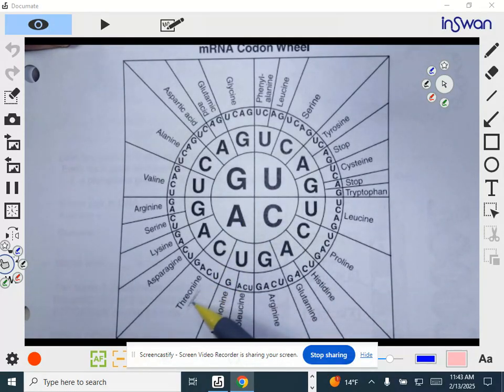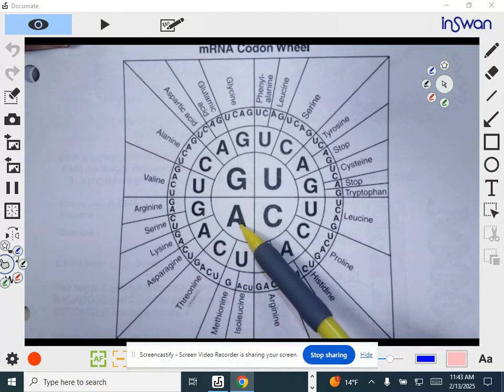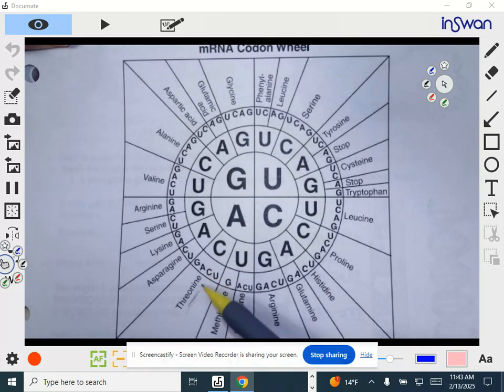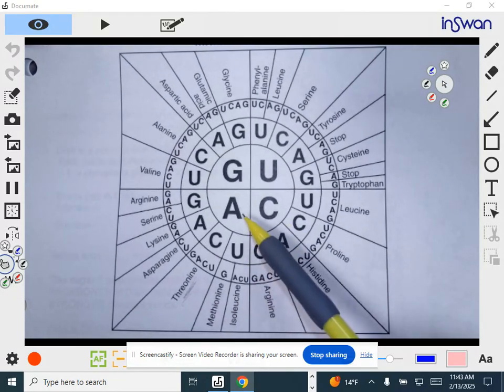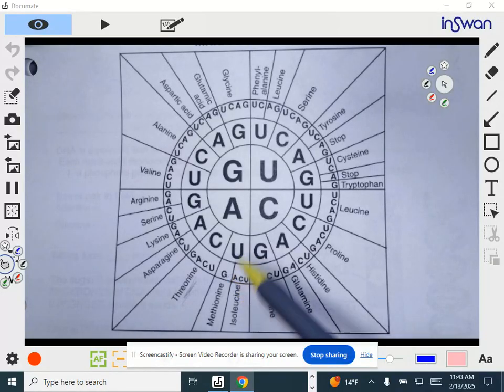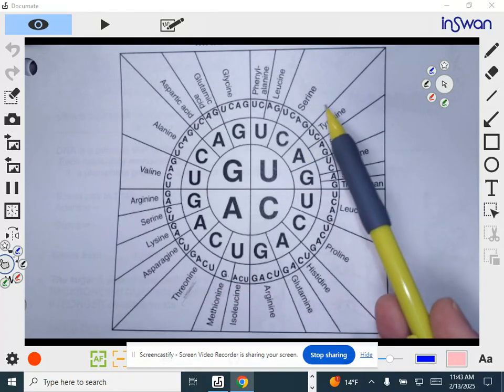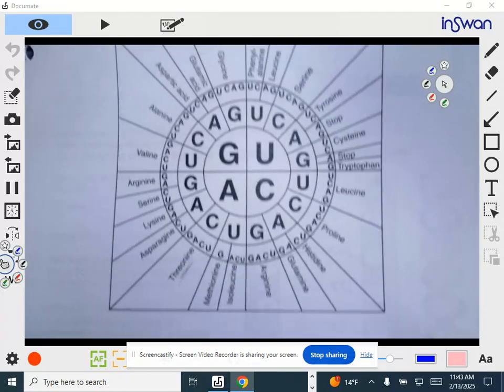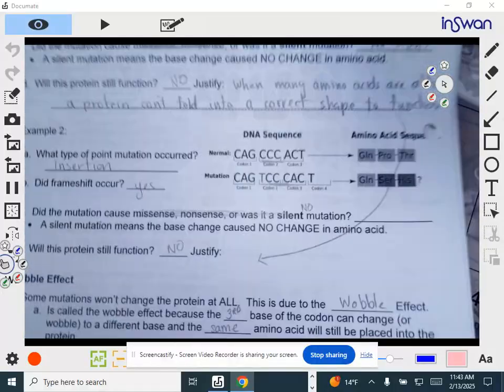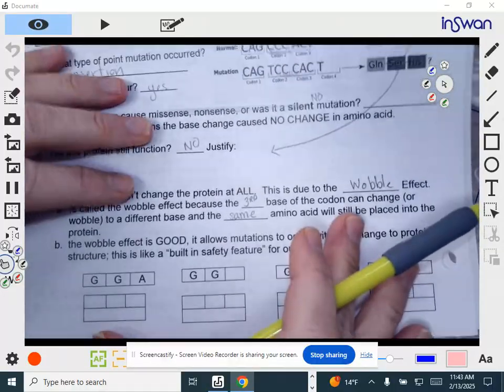If it says ACC, you're still going to get threonine. If the DNA's changed and the codon still says ACA, you're still going to get threonine. So this is an example of the wobble effect. Lots of times you can change the third base in a codon to a different base, and yet you'll still get the same amino acid. That's not always the case. Like, for example, AUG, if you change the third base and now the mRNA is AUC, you're going to get a different amino acid, okay? So it doesn't happen for all of them, but it does happen for many of the codons and their amino acids.